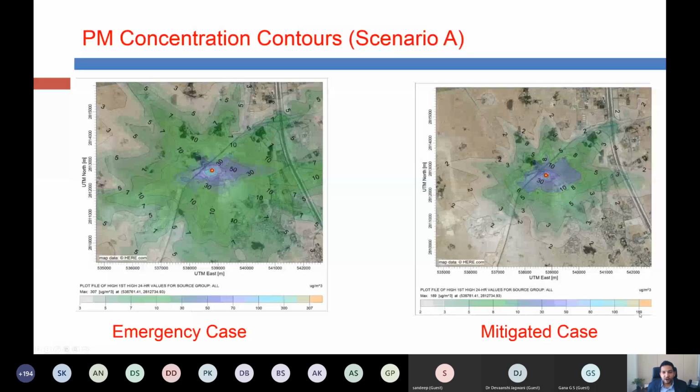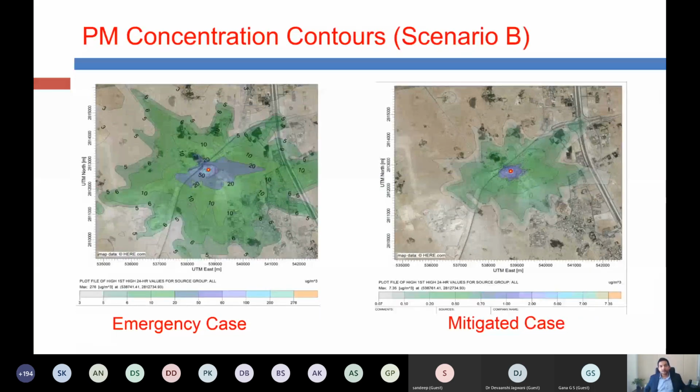After that, we performed this scenario B. We considered that when the engineering controls are not working and the air pollution controls are not working, and both the lines are wet mix lines, we could see that the highest concentration for the particulate matter within the 24-hour period would be 276 micrograms per meter cube.